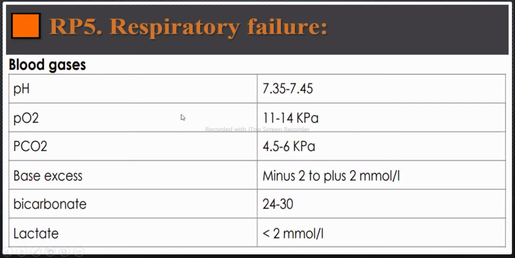Okay, at any time his airway will be obstructed. Okay, respiratory failure, presentation number 5. So we are talking about the normal ranges: pH 7.35 up to 7.45, PO2 11 to 14, PCO2 4.5 to 6, and base excess -2 to +2. Bicarbonate 24 up to 30, lactate should be less than 2. Any other reading is abnormal.